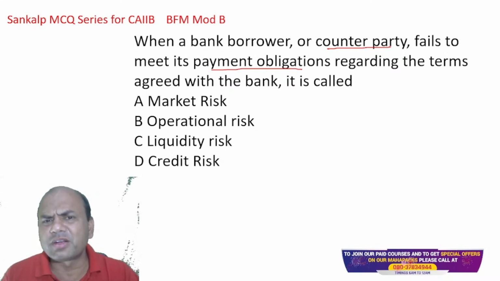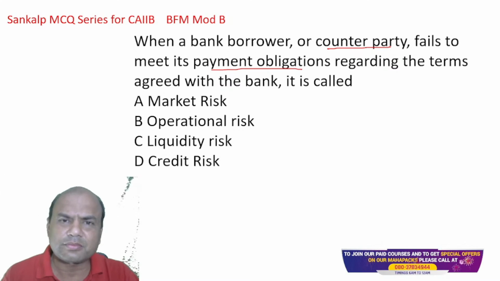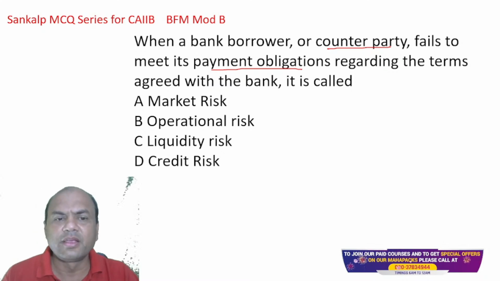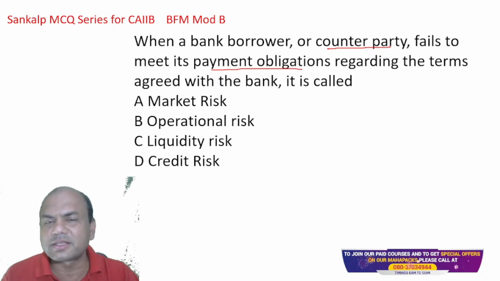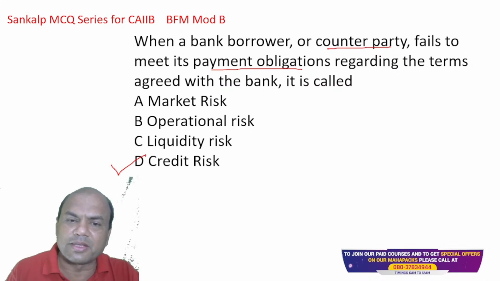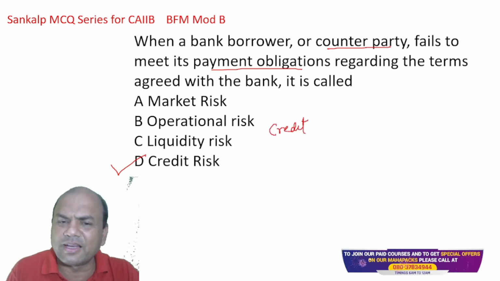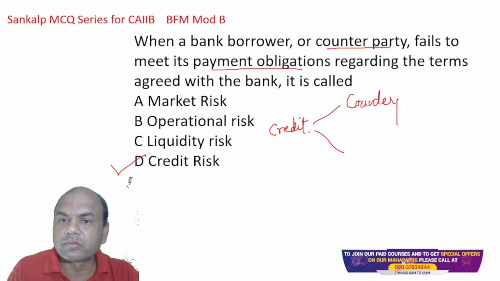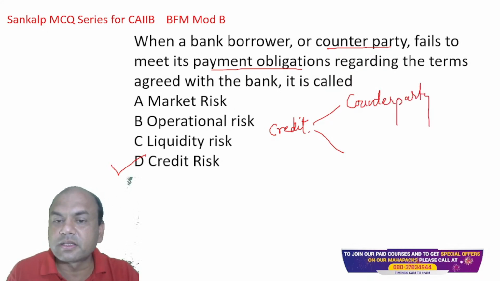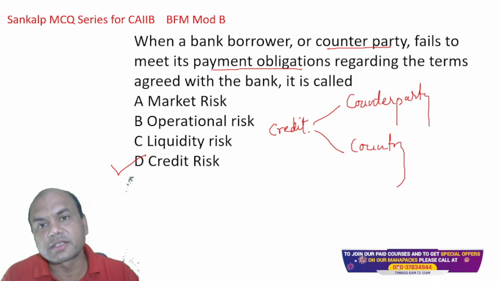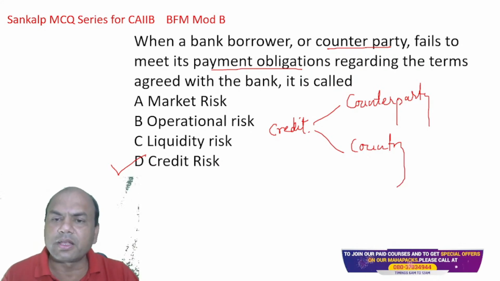Counterparty is failing. Means what? Say in your case, you have given a loan and the party over there, the borrower, is unable to pay you. So what is that? Is it market risk? Somebody typed market risk. No, market risk is not the same. It is credit risk. Remember, it's credit risk. See here, I'll tell you something. Credit risk has many types, but mainly there are two types. One is counterparty, and second is country risk. Always remember, credit risk is of two types, counterparty and country.